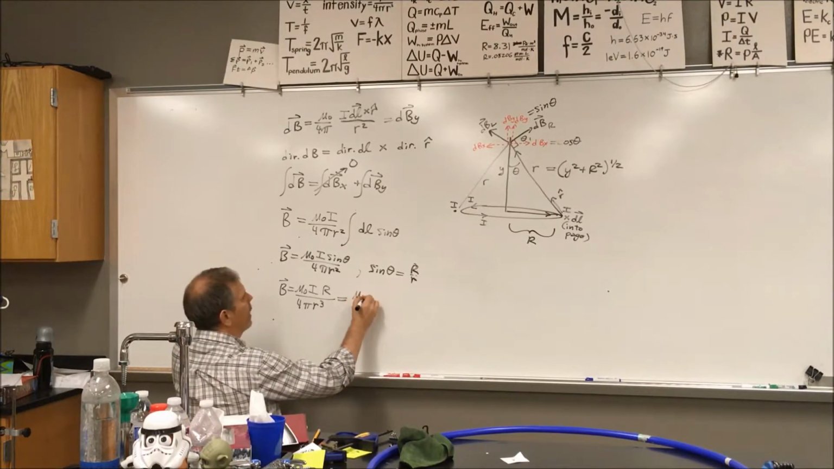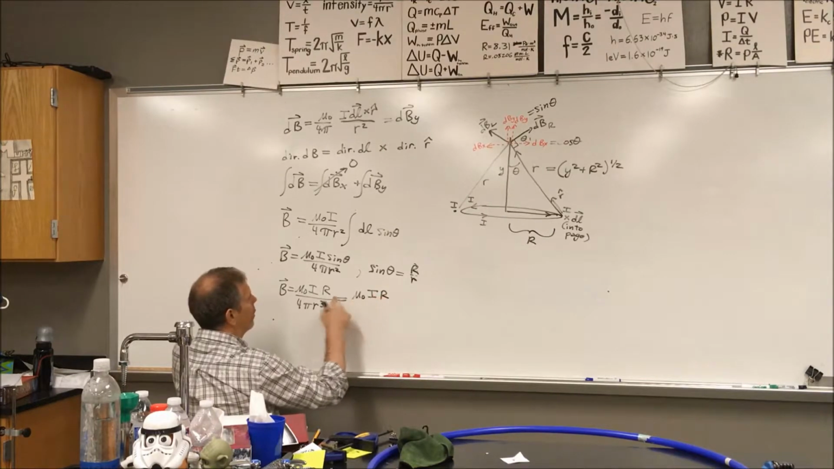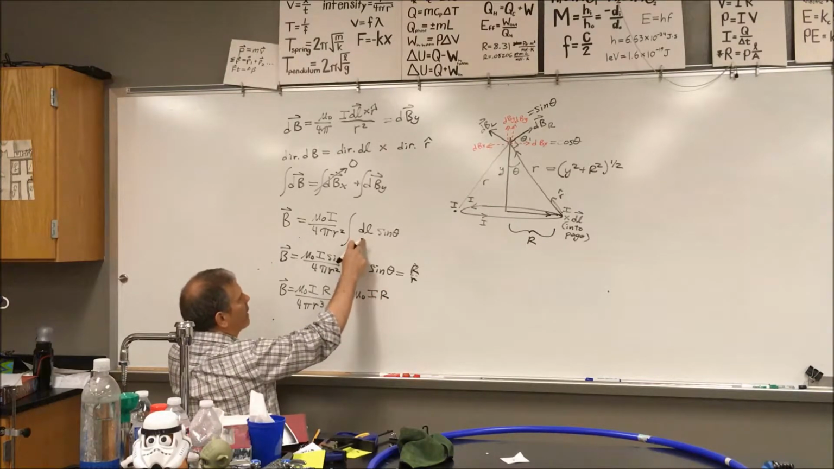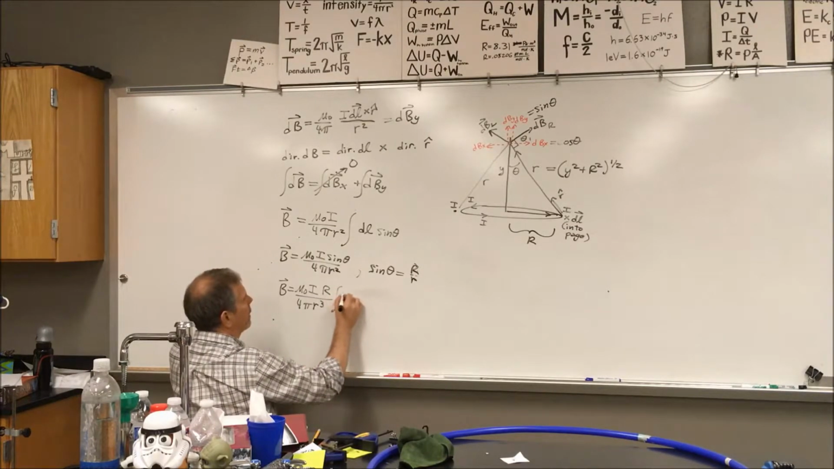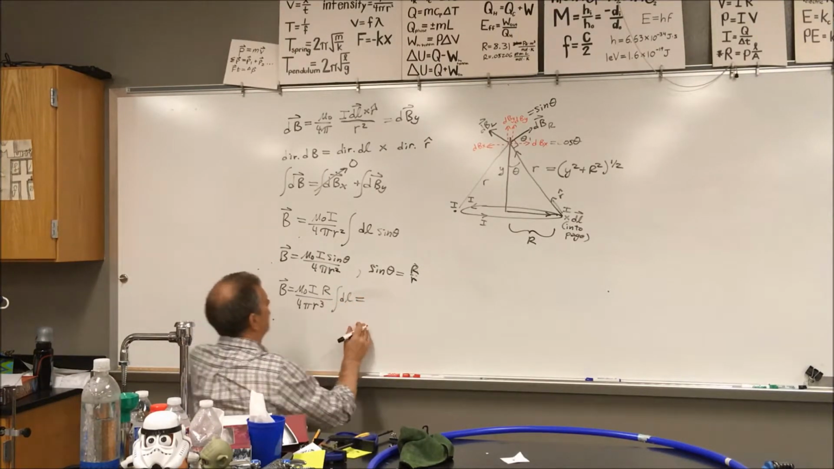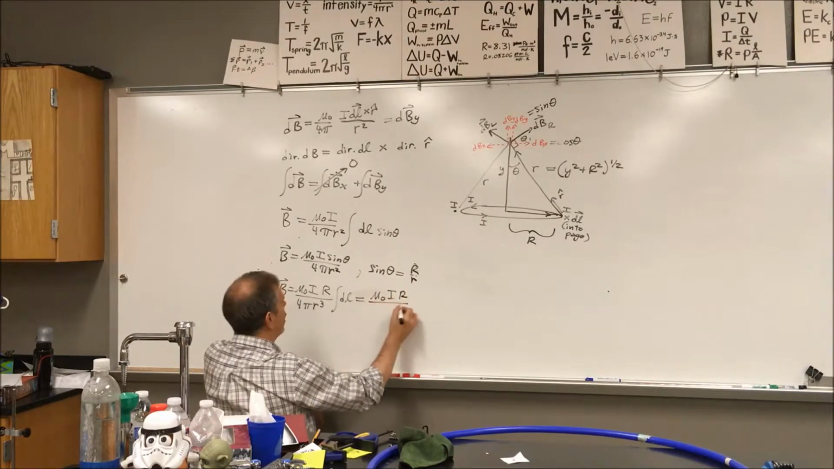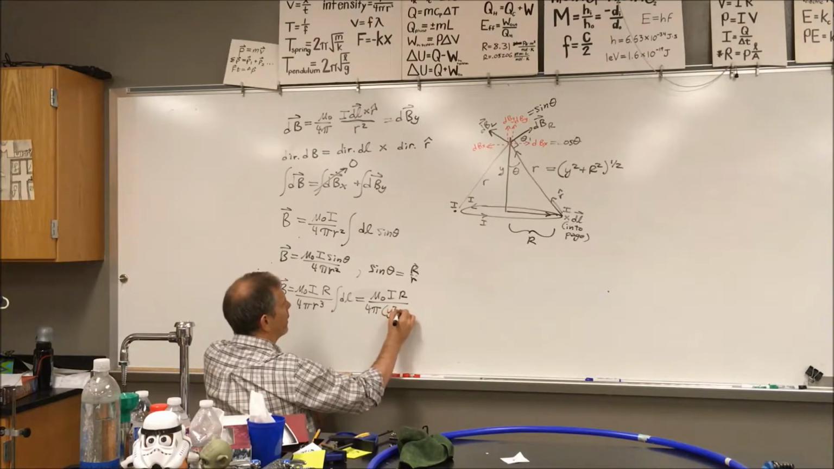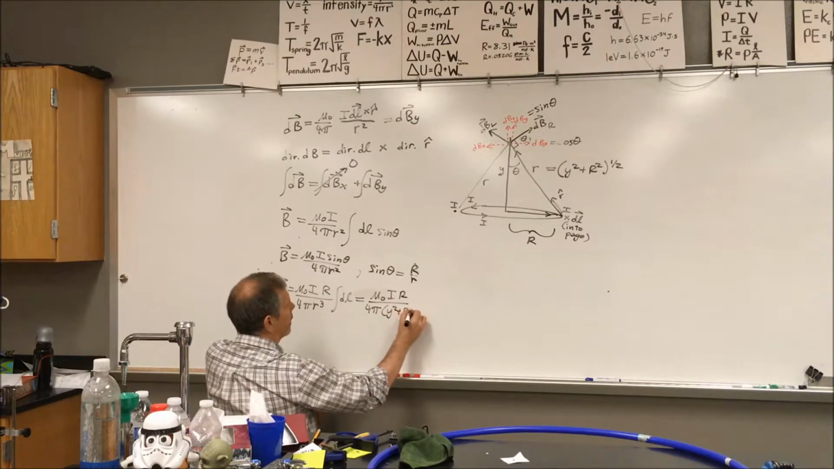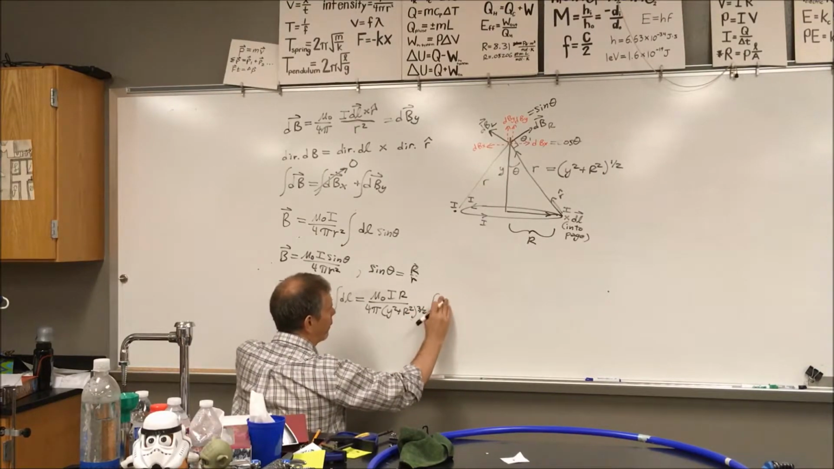Okay, so we get mu naught I R. I forgot the dL, didn't I? We're gonna do that in a second, so let's make sure we put that in there. dL. Okay, so now we get mu naught I R over 4 pi times y squared plus r squared to the 3/2. We gotta deal with this dL thing now.